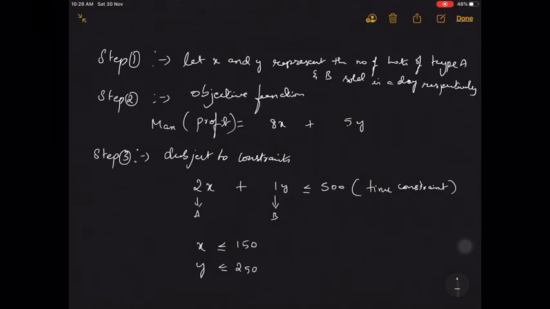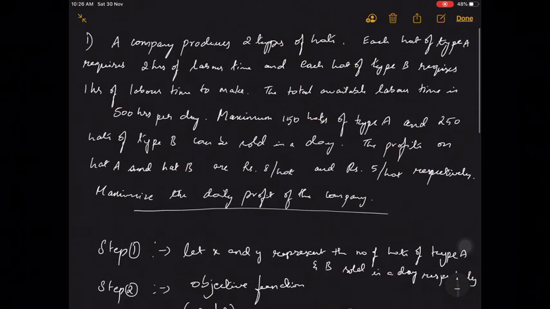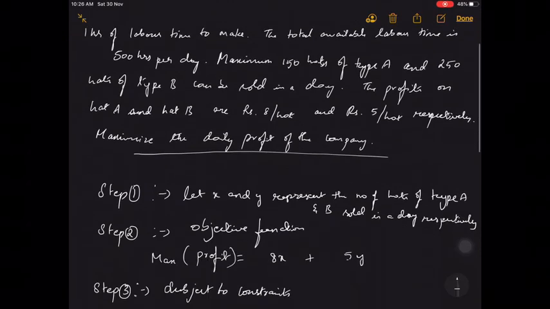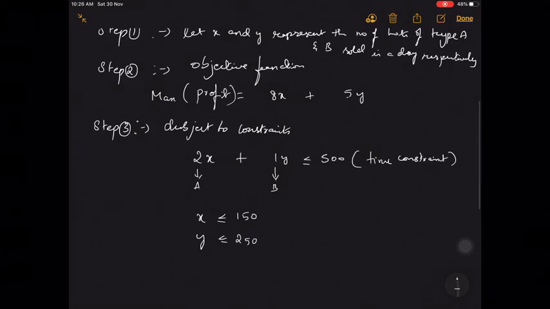So let's see if any other constraint is given in the question. 250 hats of type B can be sold in a day. The profits on hat A and hat B are given, so this we've already considered in the objective function. So everything is considered. Along with the objective function, we've considered 3 constraints or conditions given in the question. Now this is step 3.